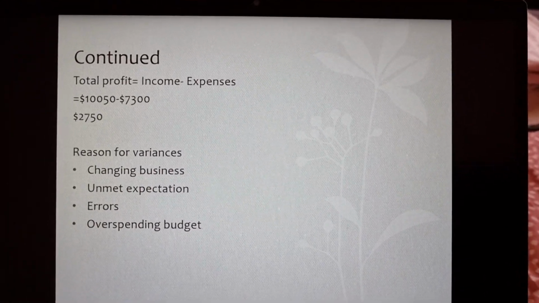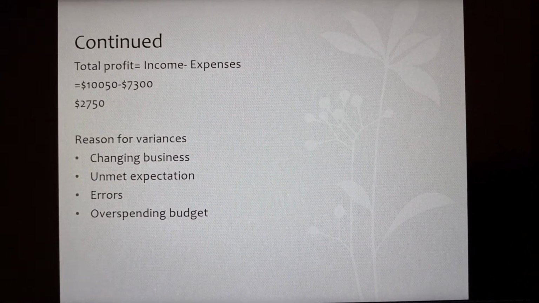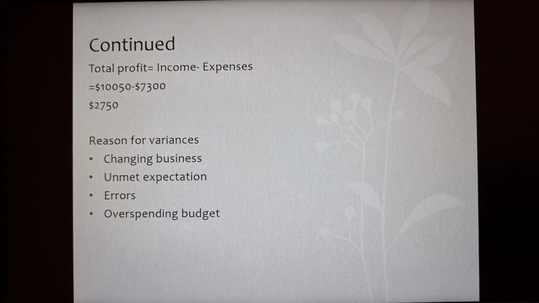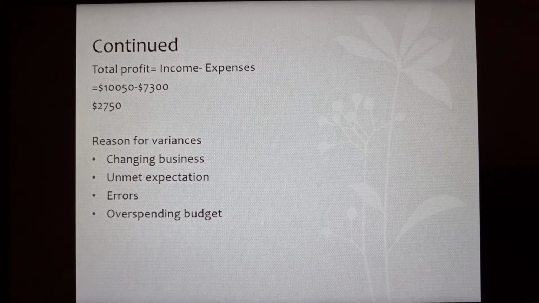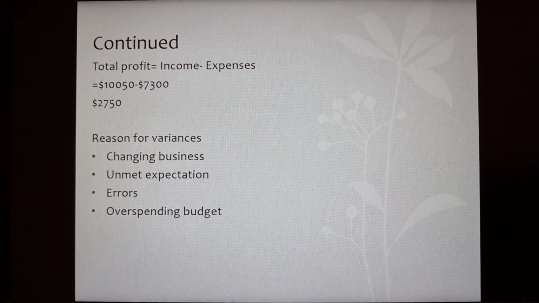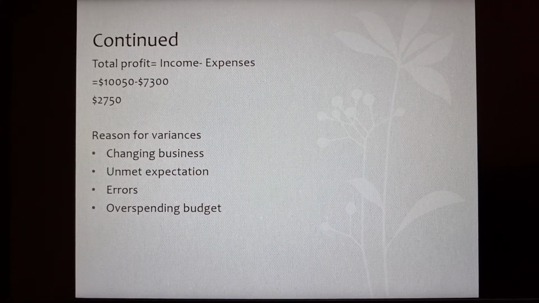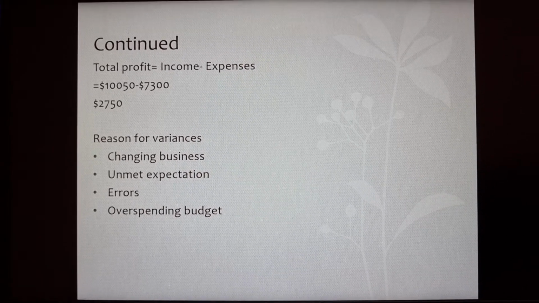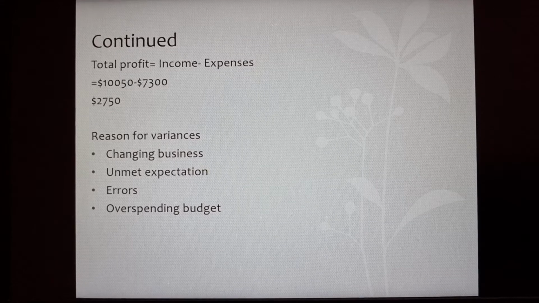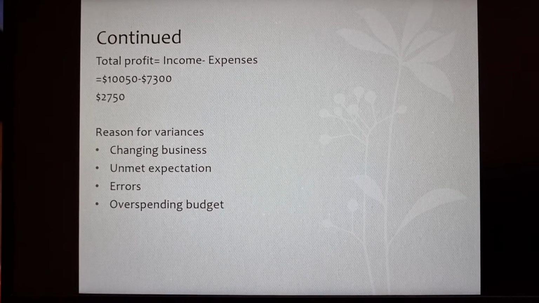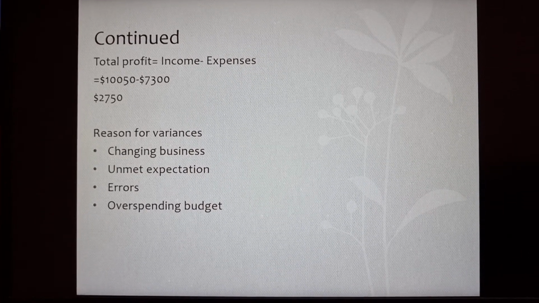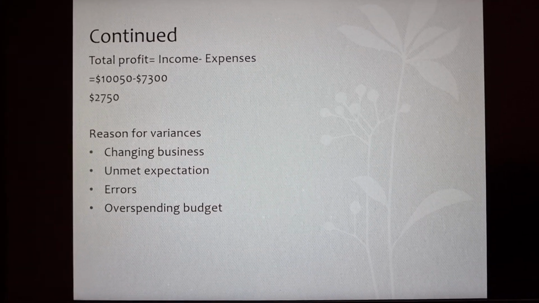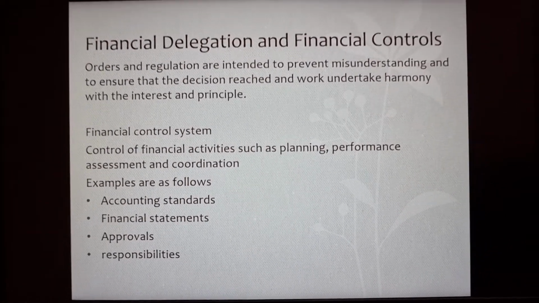One of the main reasons for the variance can be the changing business. Some other reasons would be expectations that couldn't be met. There might have been errors regarding training and coaching of the staff as well. Another reason for variance is overspending of the budget. The expenses that we believed would suffice actually didn't suffice, so we went overboard on that one.